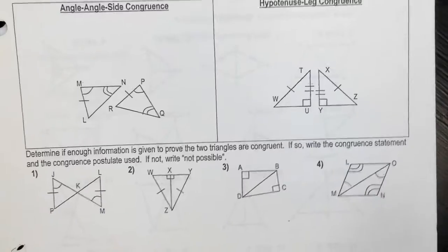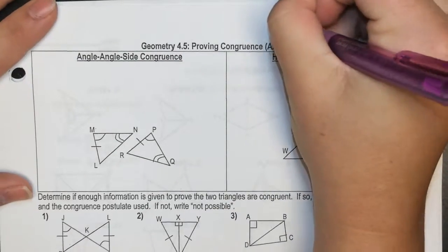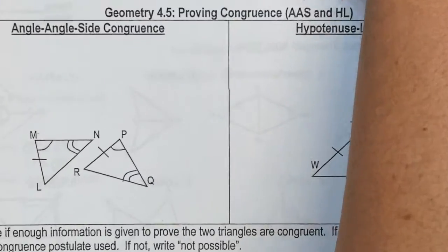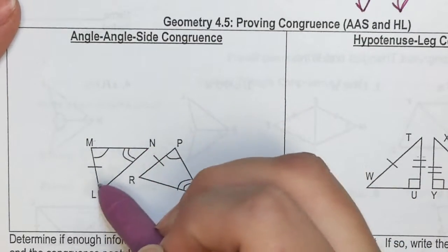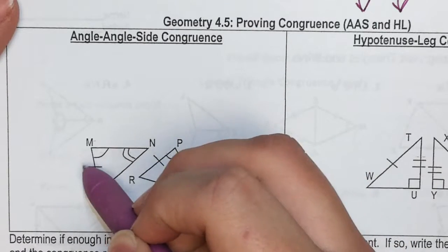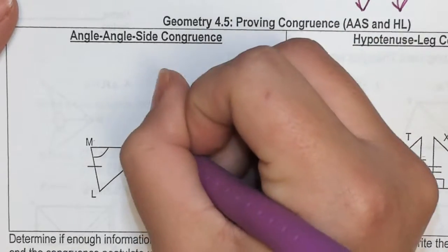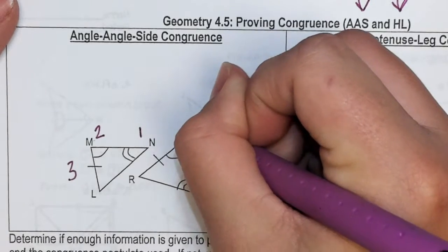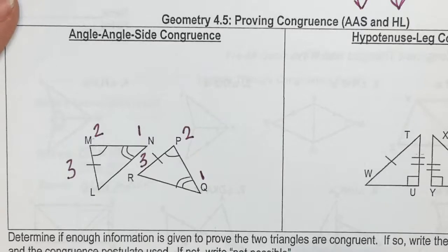Okay, so we have two more shortcuts to learn. It's AAS and hypotenuse leg. In AAS, it's exactly what you would think: angle, angle, side. The difference is the side is not sandwiched. So it's angle, angle, side, or backwards. You go 1, 2, 3: angle 1, another angle, side. So that's the AAS congruence.